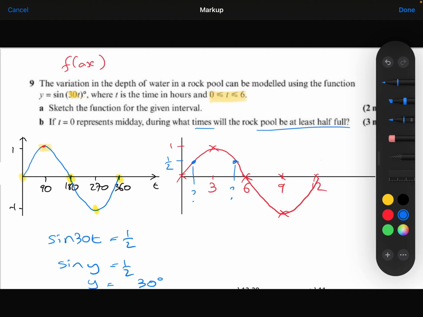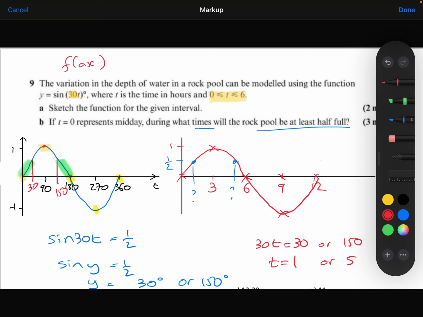So I'm using my original graph over here. I've got my 30 degrees here. So that means I know that this bit here is 30. So I know that my other bit over here will be 30. Therefore, this is 150. Now let me swap back. So I'm going to say that either 30t equals 30 or 150. Therefore, t is 1 or 5.